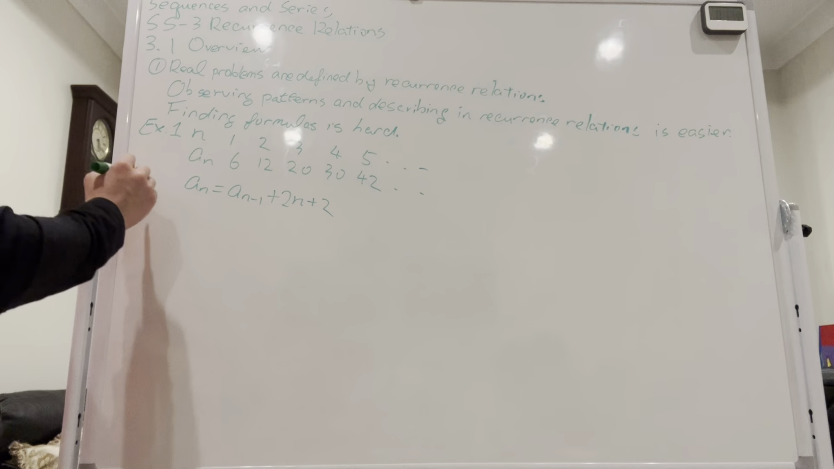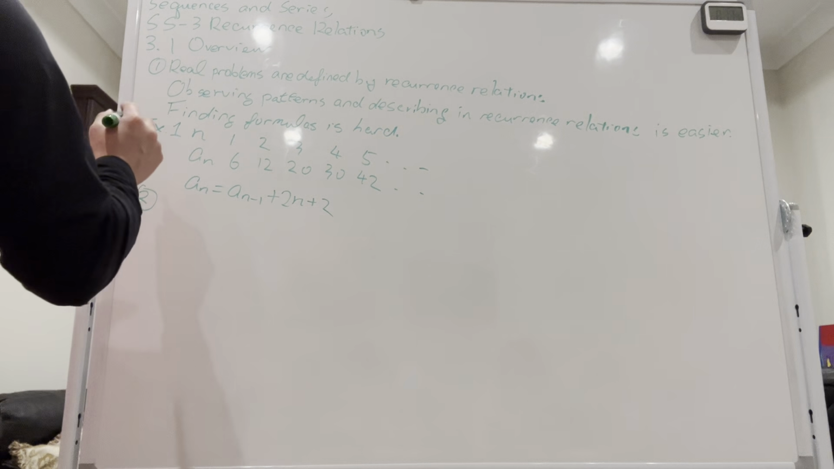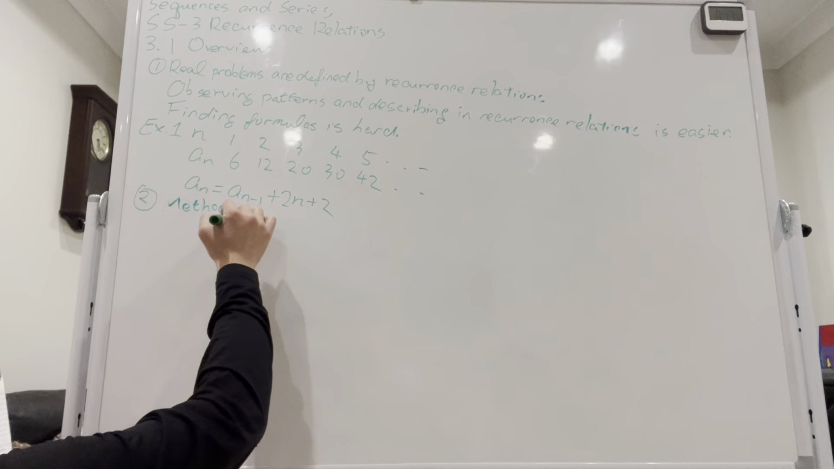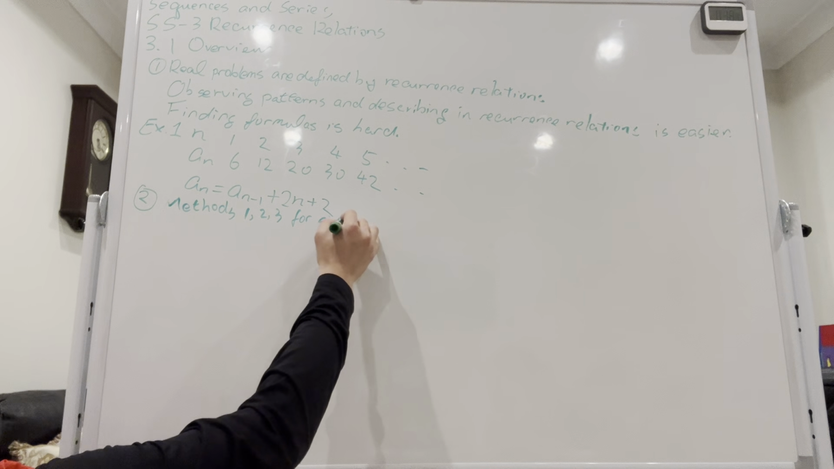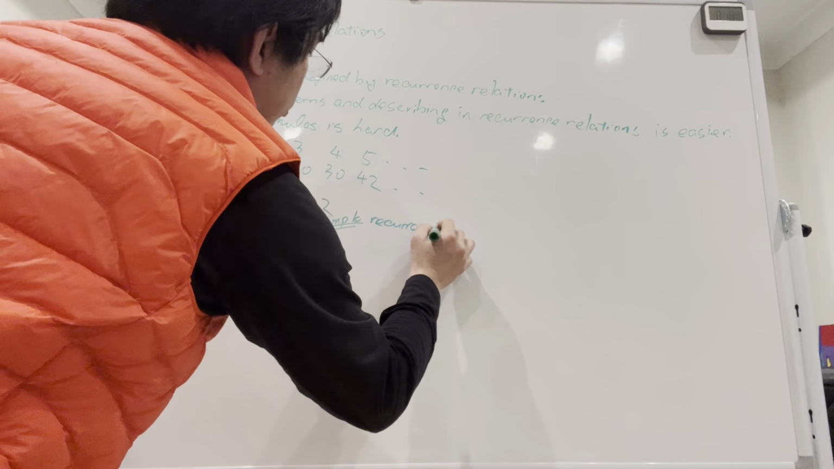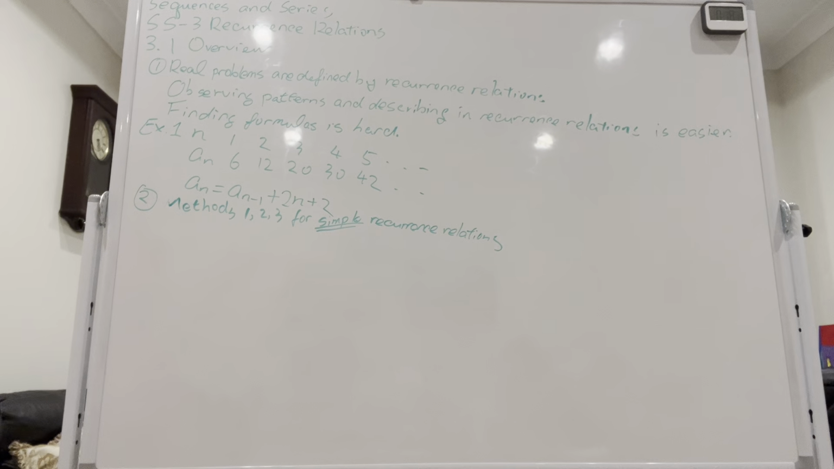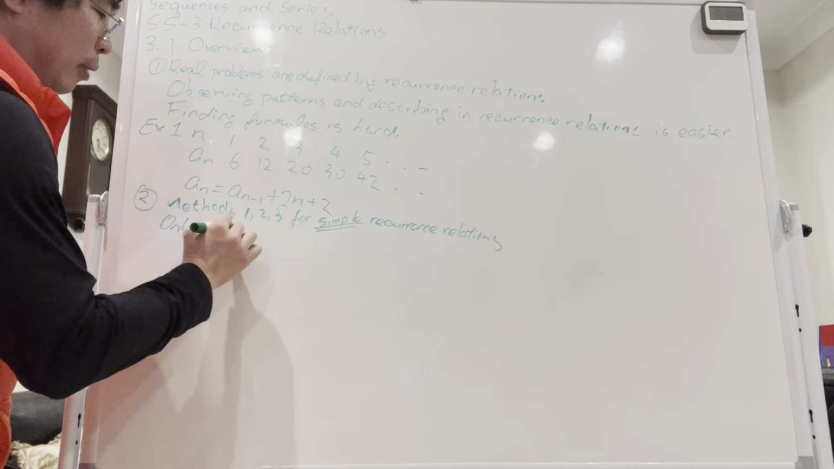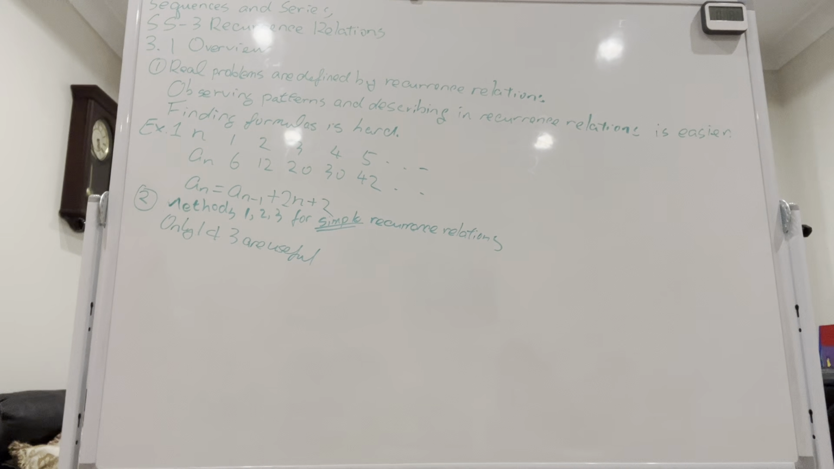So that gets to number two. Today's class is to teach you some methods. We're going to teach you three methods, 1, 2, 3, for, I want to emphasize, simple recurrence relations. Okay? And I'll also tell you that only 1 and 3 are useful. I'll still show you 1, 2, 3, but 2 is actually a little bit pointless. But I'll still show it to you.